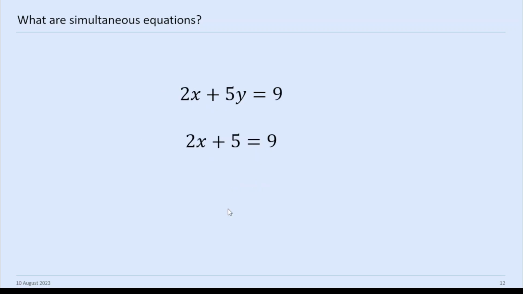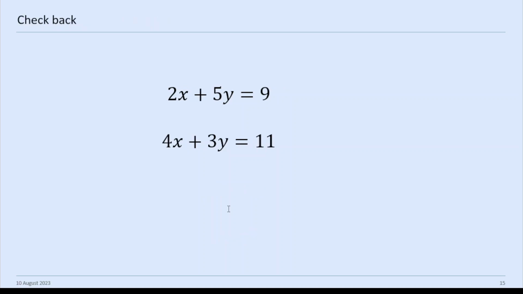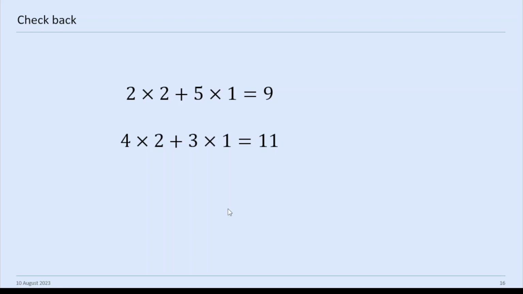So y equals 1, and then what we're going to do is substitute back in. So if 2x plus 5y equals 9, y equals 1, that means 2x plus 5 equals 9. That means 2x equals 4. That means x equals 2. So what we got was y equals 1, x equals 2. That's pretty cool. Let's check back. Just check back into the equations. So if x is 2 and y is 1, that means the top one will go to 2 times 2 plus 5 times 1 is 9. 4 plus 5 is 9. And then the next one, 4 times 2 plus 3 times 1 is 11. 8 plus 3 is 11.